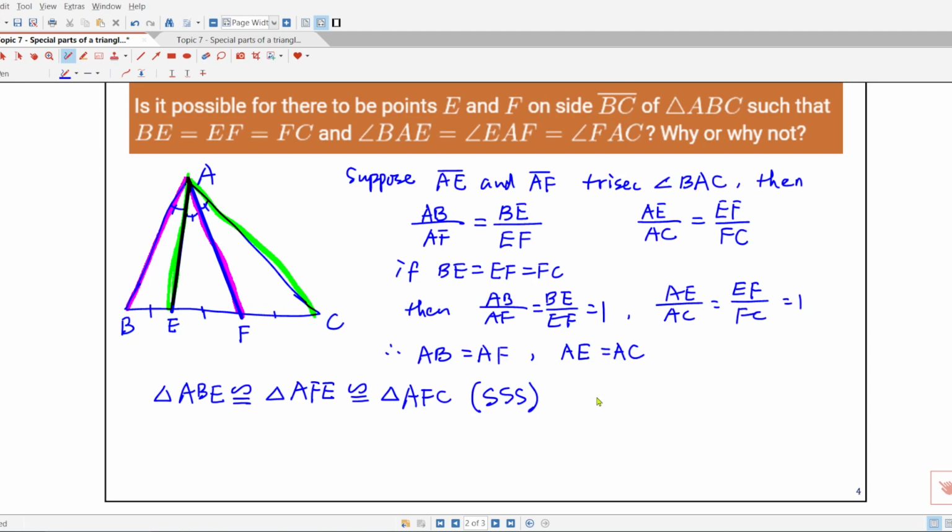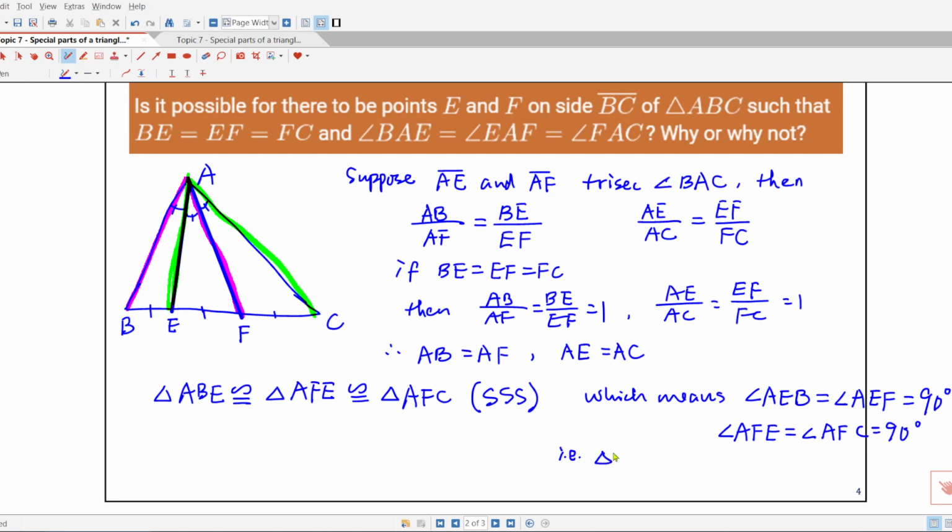However, this means that angle AEB must equal angle AEF, which equals 90 degrees. And also angle AFE equals angle AFC equals 90 degrees, right? And triangle AEF has two right angles, and we know this is not possible in a triangle, right? Not possible.